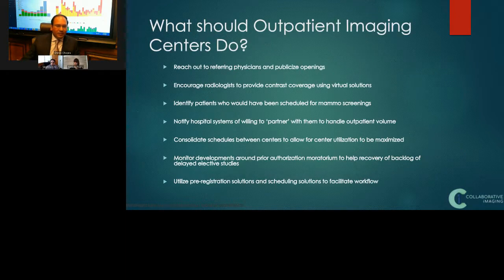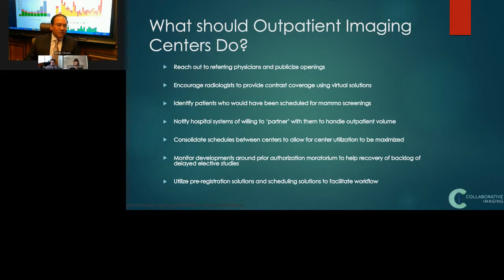So what should the outpatient imaging centers do? Once things open up, and in Texas, we've now opened up the state, and elective procedures are allowed to happen, the outpatients should start reaching out to their referring physicians and publicize openings. They should encourage radiologists to provide contrast coverage using virtual solutions. CMS relaxed the rules as to having a radiologist or a physician on site at imaging centers to where they can cover virtually. So they should use that so that they don't have to put radiologists in harm's way by any means.